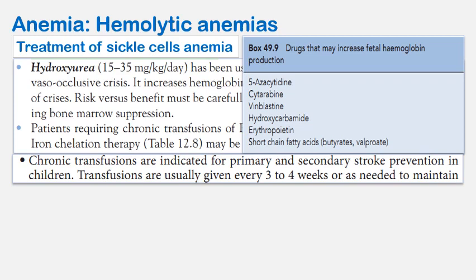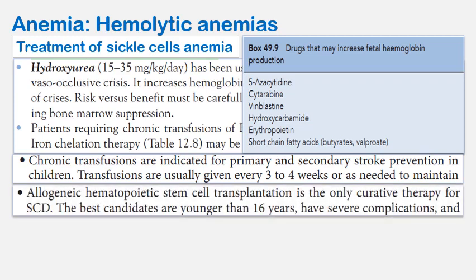Chronic transfusions are indicated for primary and secondary stroke prevention in children. Transfusions are usually given every 3 to 4 weeks, roughly once a month, to maintain the hemoglobin concentration above 8. Another treatment is allogeneic hematopoietic stem cell transplantation, which is a curative therapy.